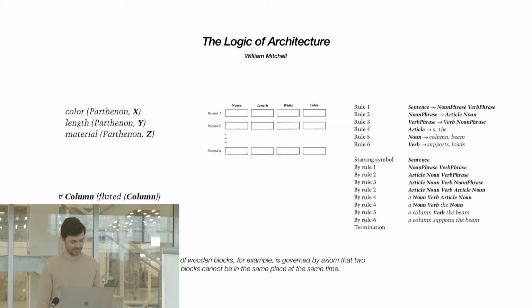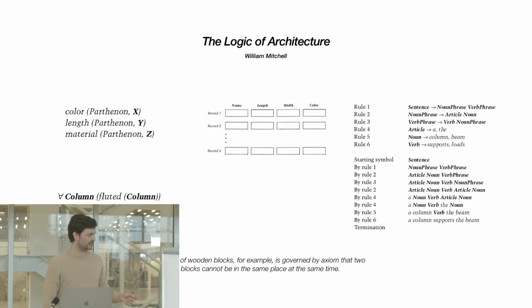Remember the first class we did with predicate calculus. So for example, in order to define color, length, and material of a Parthenon, he uses the following predicates. Color, and then parentheses, Parthenon, x. It means that Parthenon is assigned color, which is represented by the variable x. Parthenon is assigned length, described by the variable y. And Parthenon is assigned material in the same way, with the variable z.